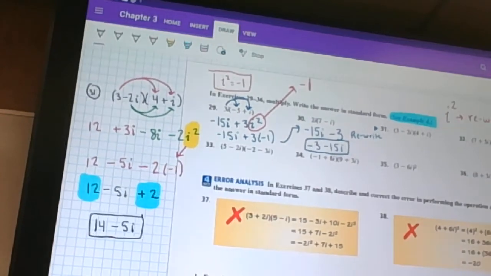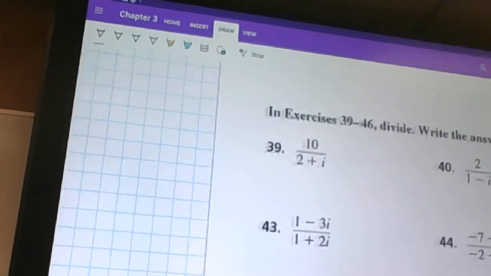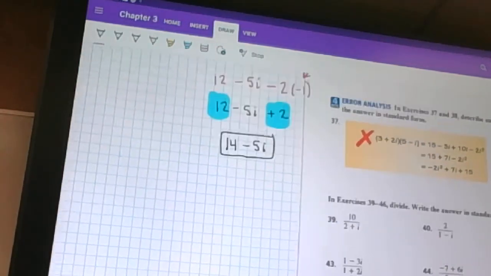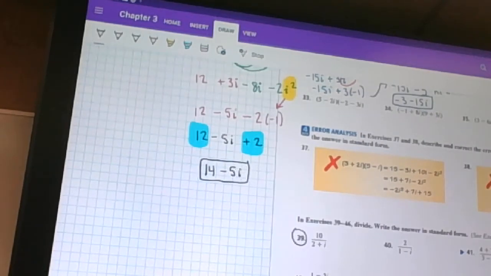So you guys are going to try 33 and 35 on your own. I'm going to skip down to 39. And again, I do hope you go back and look at the example, do some reading about it. It says see example 5. I'm going to shorthand what it says, and I'm going to tell you the important parts for completing the math problem. And here it is. There's a rule.